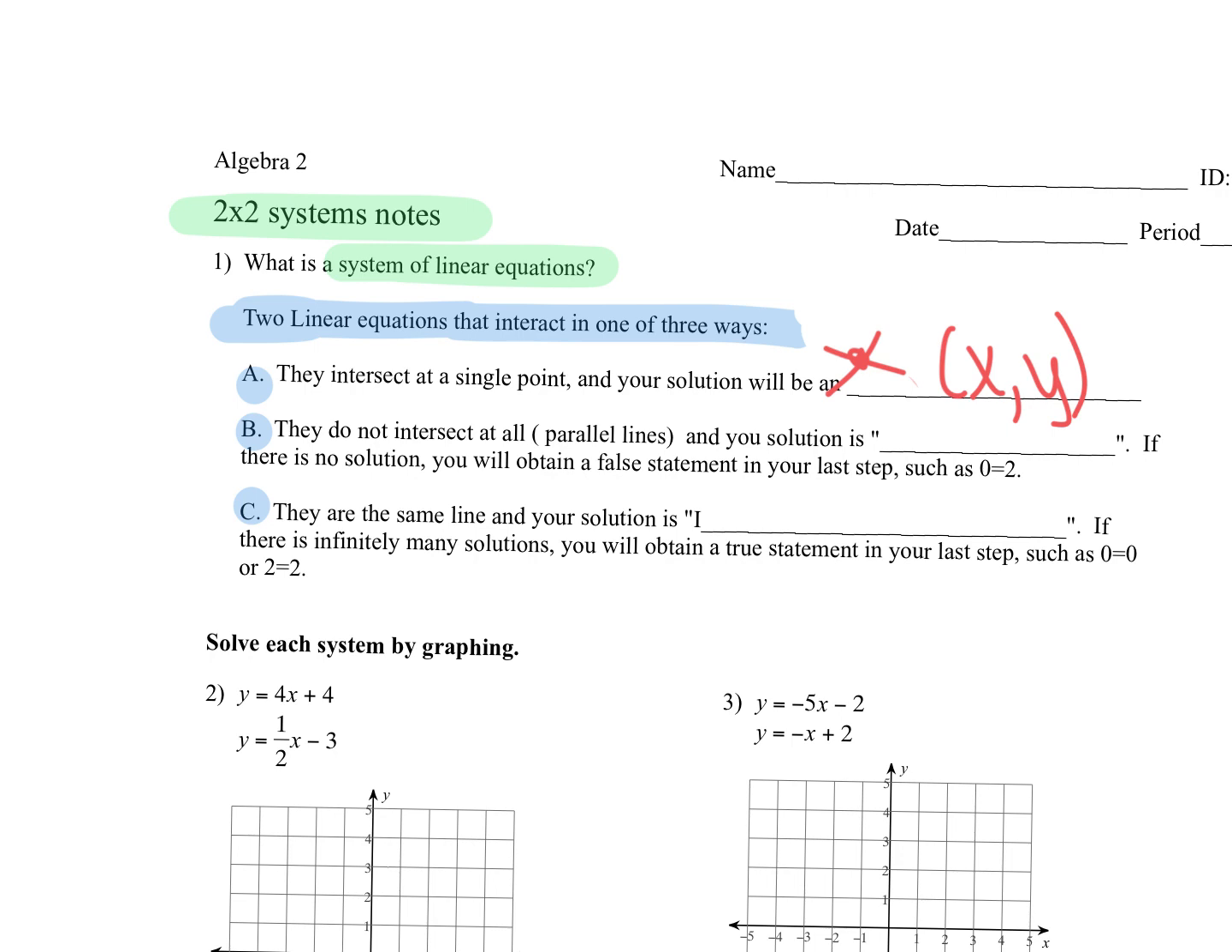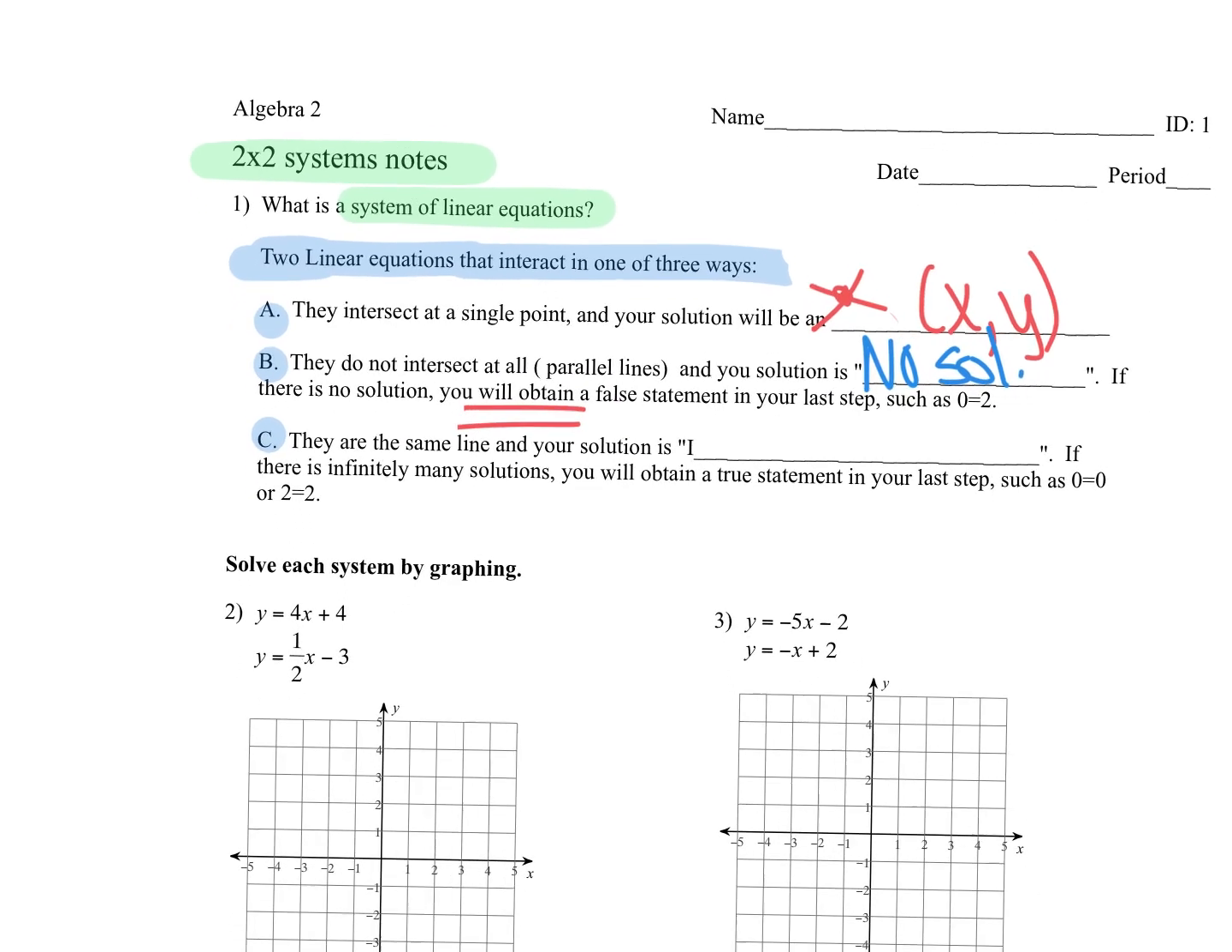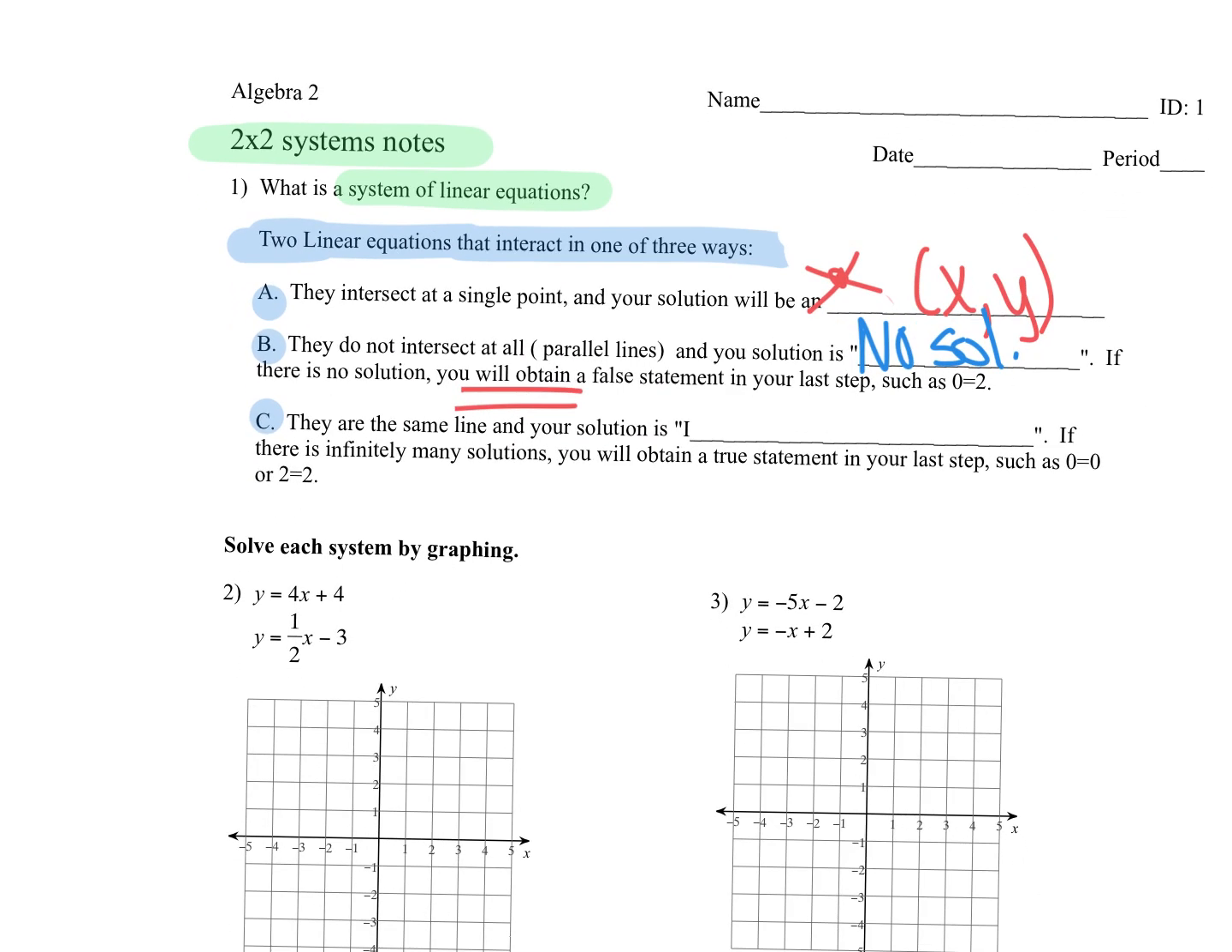Sometimes lines don't cross at all. Sometimes you might have parallel lines that just run parallel to each other like that. If our solution is where they cross, they never cross, so in this case we would have no solution. That's easy to see when you're graphing because you can see that they're parallel lines. However, algebraically, if you do the work and there's no solution, your last step is going to end up as an untrue statement, like 0 equals 2 or 5 equals 3, something that's not true.